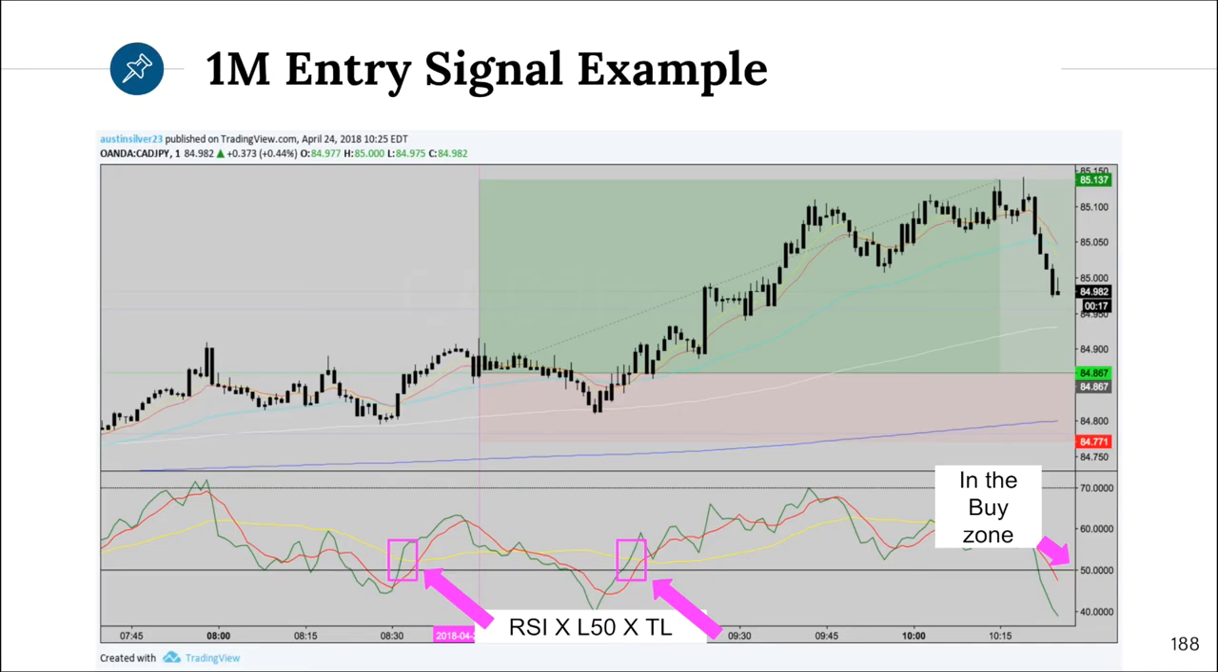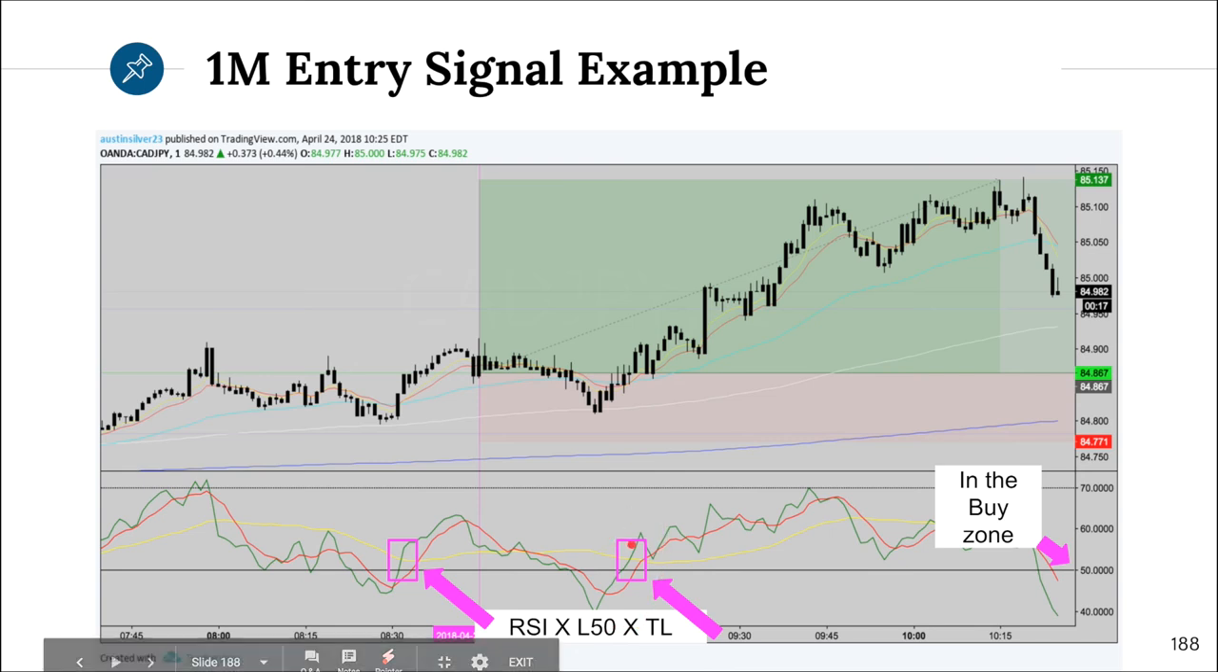In this 1-minute entry example, again, on the same pair, CAD JPY, you can see that before the entry on the 5-minute, you have multiple crosses in. Now on the 1-minute, we can see the exact example of the potential entry signals. We're in the buy zone, and we have 1, 2, right in there's another one, and 3 RSI crossing through the liquid 50 and above the trend line in the buy zone, S2 entry signals.